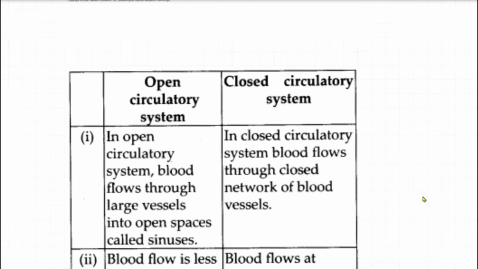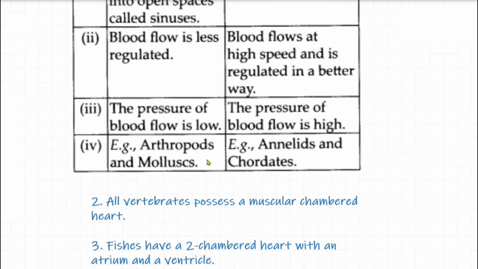Now, this open circulatory system is present in invertebrates like arthropods and mollusks. Arthropods, I earlier also told you, are invertebrates. Invertebrates are those which do not have a vertebral column, and vertebrates are those which have a vertebral column.